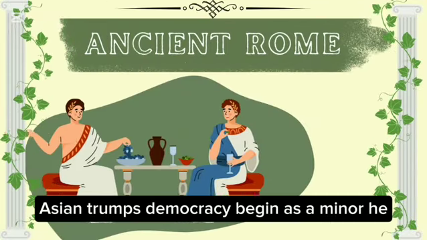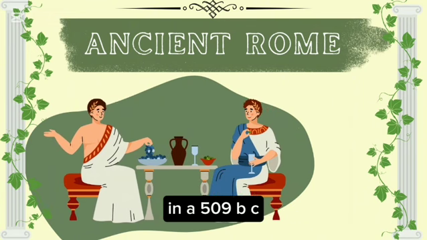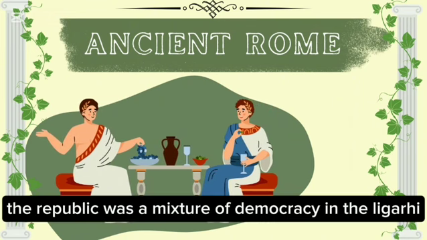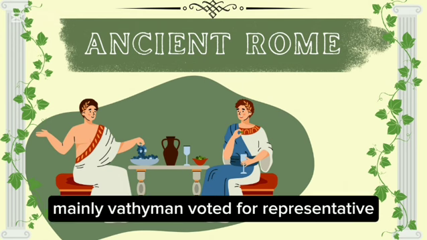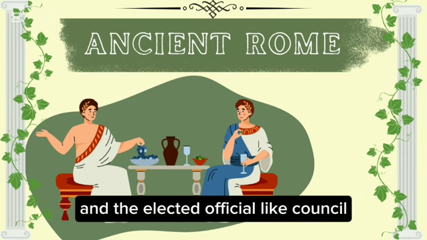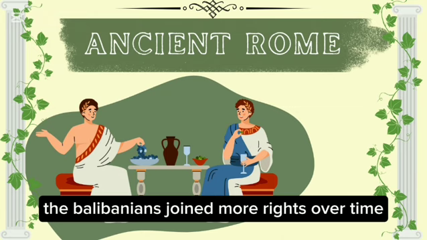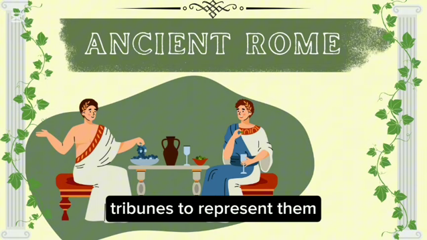Ancient Rome's democracy began as a monarchy, but transitioned into the Roman Republic in 509 BC. The Republic was a mix of democracy and oligarchy, where citizens, mainly wealthy men, voted for representatives. Power was shared between the Senate and elected officials like consuls. The plebeians gained more rights over time, including the ability to elect tribunes to represent them.